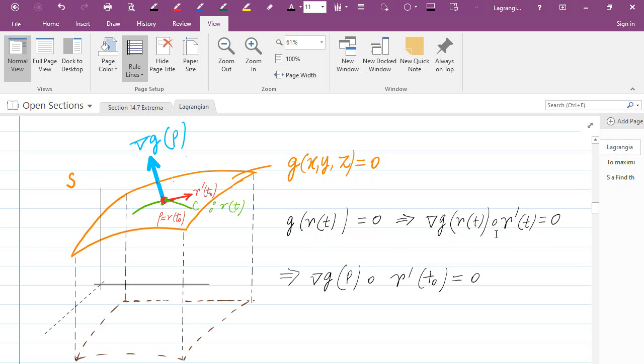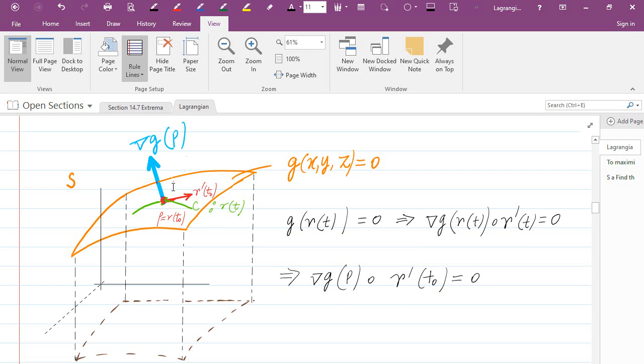Now, if we replace t by t naught, then R(t naught) would be P, and R prime of t naught would be right here. So we see that the gradient of g at P is perpendicular to the tangent vector to the curve C at the point P. And this is true for any curve.